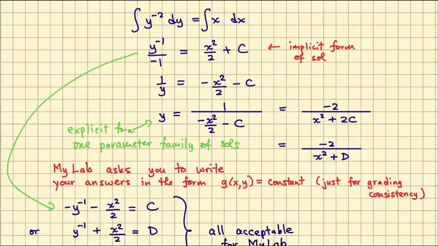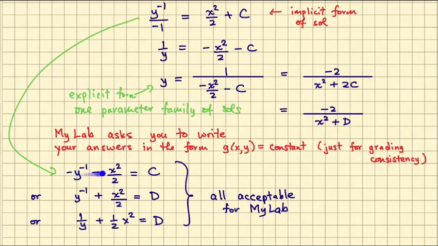So if you had something like this, they're basically telling you to throw all the x and the y stuff to one side and isolate the constant. So if we got this, we would just throw this to the other side, and you could write it like this. Or you could multiply through by a -1 and change the c to a d, and that would work. Or you could write this as a 1 over y and write it like this. All of these are mathematically correct, and all of these would be acceptable in MyLab.